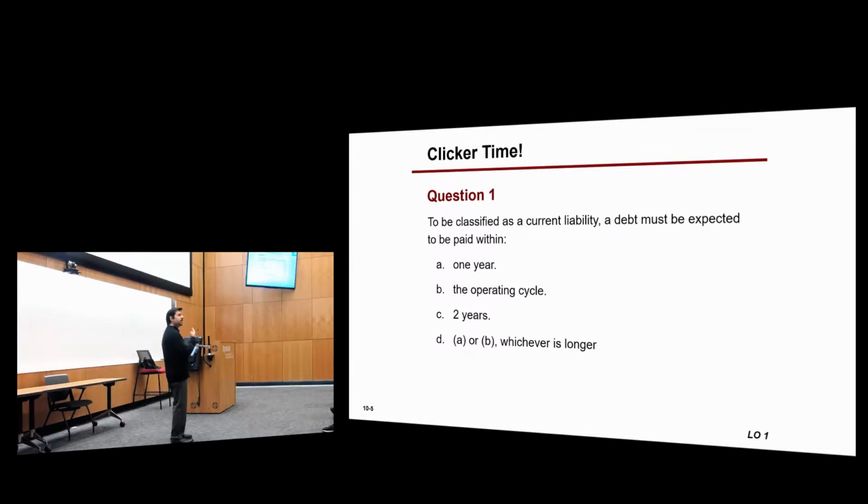Okay, I know I just gave the answer to this one. I just mentioned it a second ago, but let's do this. Come on, I just gave you the answer right before I posted that one. I said it's 1 year or operating cycle, whichever is longer. I literally said it this way.